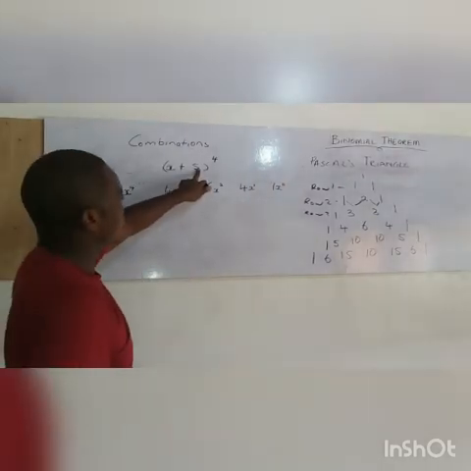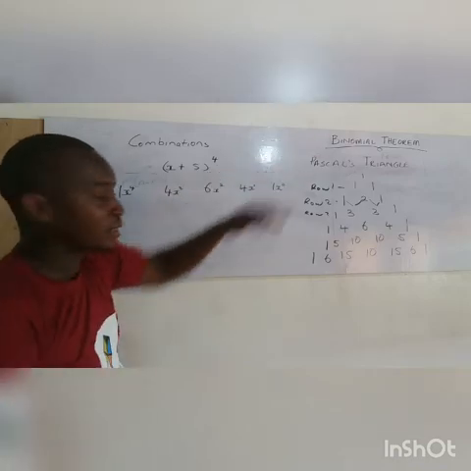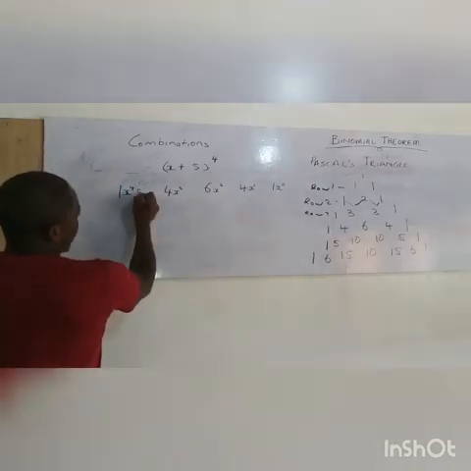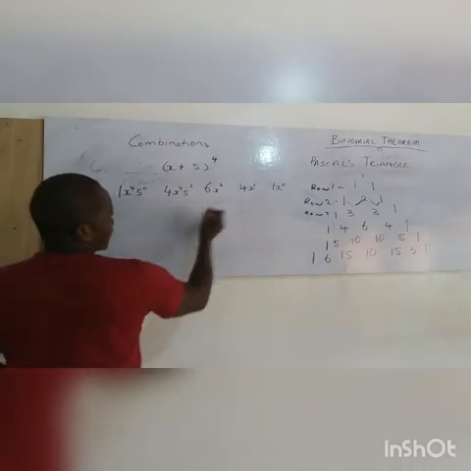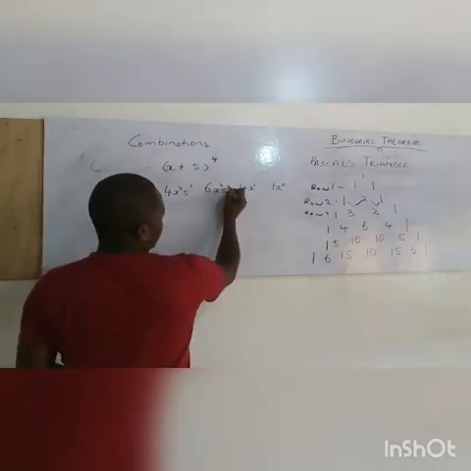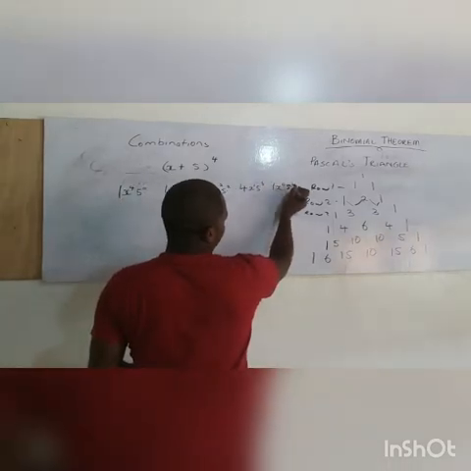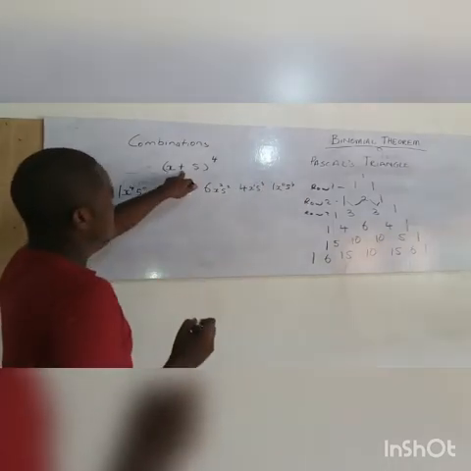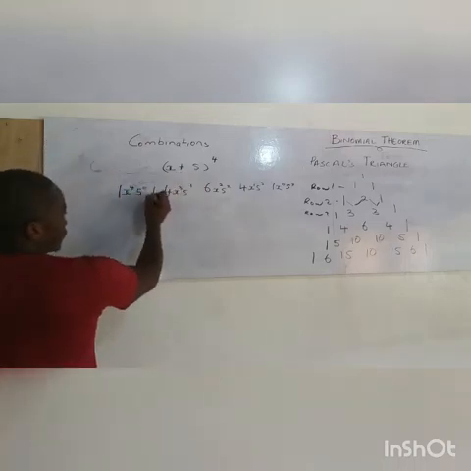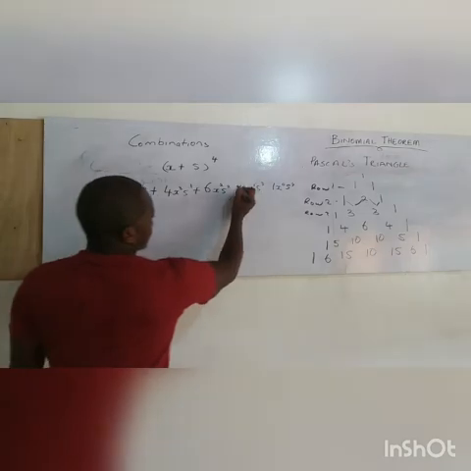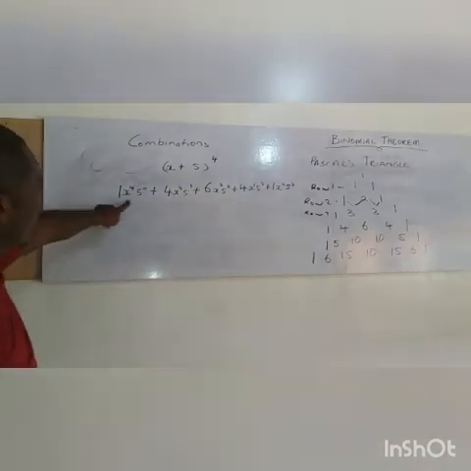And for 5, the powers will go in ascending order. So we have 5 to the 0 here, 5 to the 1, 5 squared, 5 cubed, 5 to the 4th. And since the sign here is positive, everything is positive, we write plus in front of every factor. So now we can open this.